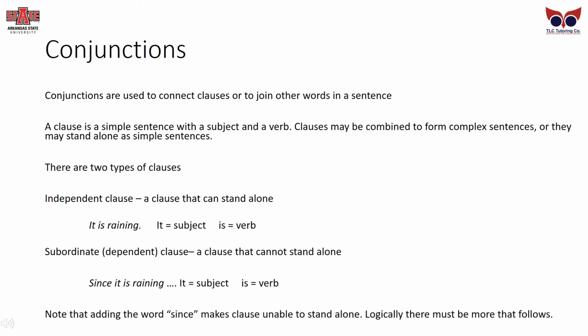You'll notice in the example, we have the same sentence, "It is raining," but we add the subordinating conjunction since to the beginning. When I add since, it means that this clause is no longer able to stand alone. It is important to note that the clause still has a subject and a verb. A group of words that does not have a subject and verb cannot be a clause.